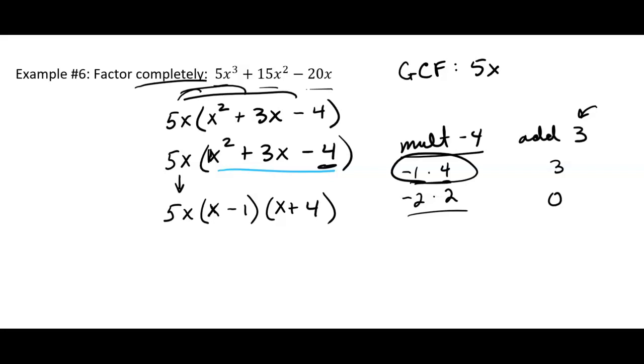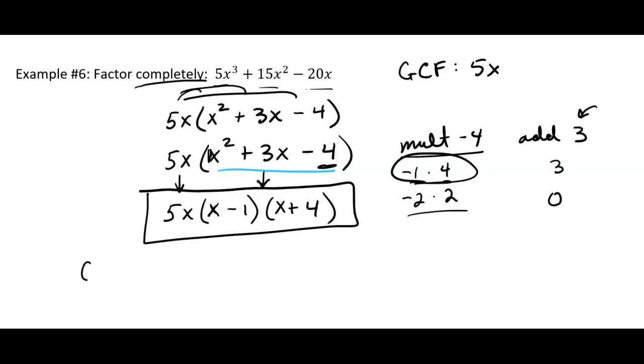Okay? So this trinomial factored into two binomials again, and that greatest common factor is just, once you take it out, kind of out front, hanging out. Now, this is the answer. What if you wanted to check it? So I'm going to give you a hint on how to check these.